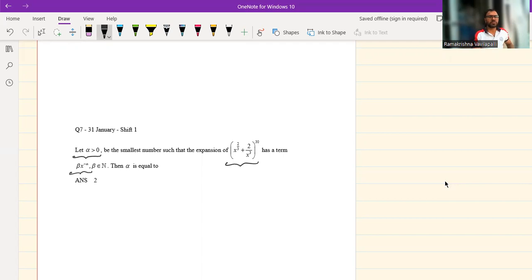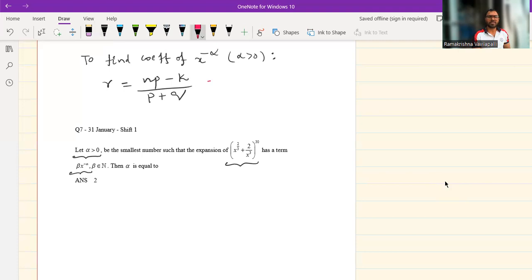So to find the coefficient of x to the power of minus alpha, here alpha is positive. Right? So what is our formula? R equal to (np minus k) by (p plus q). Every time we will use this formula.